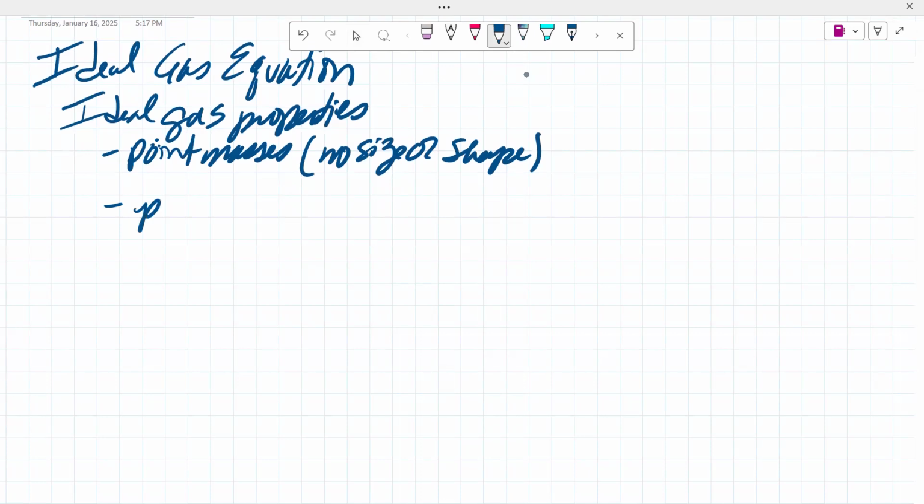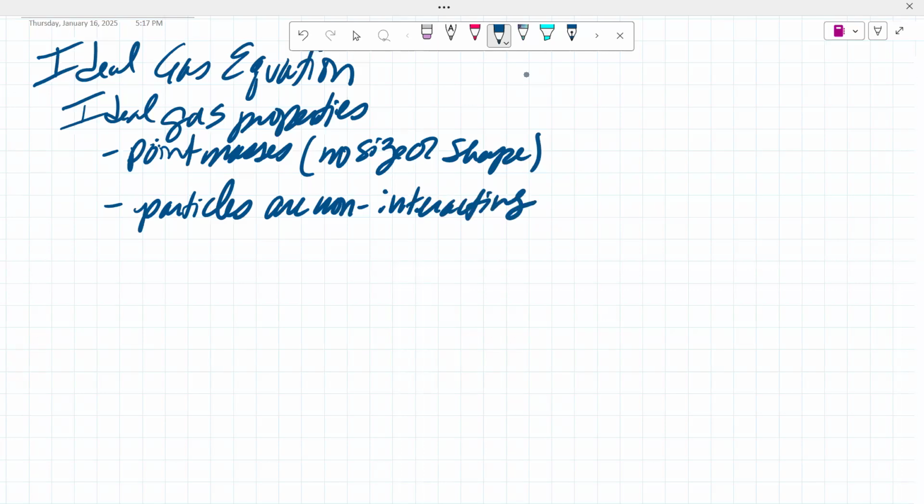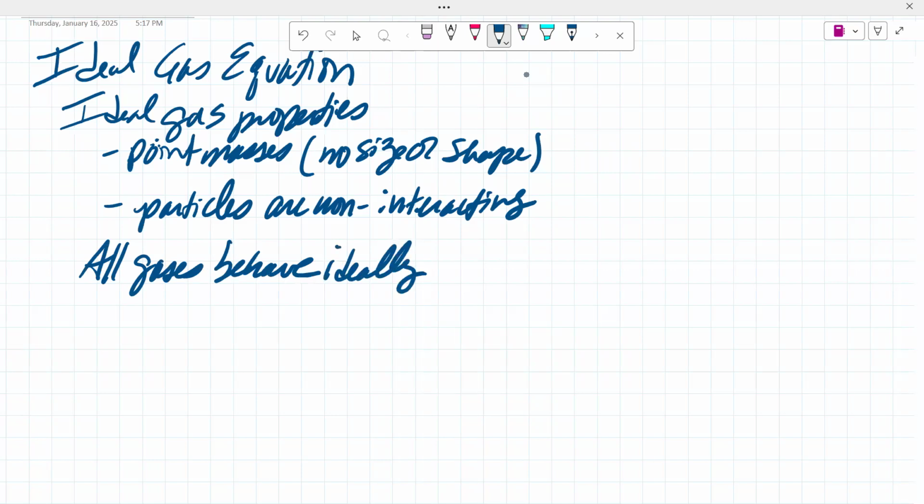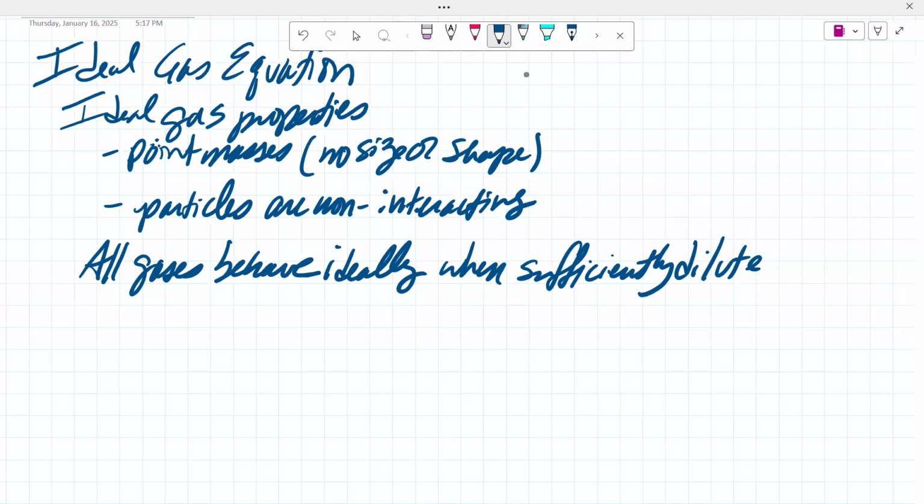The particles are non-interacting. And also we have this idea that all gases behave ideally when they are sufficiently dilute. And so this then suggests the idea of ideal conditions, that is, ones that promote ideal gases.